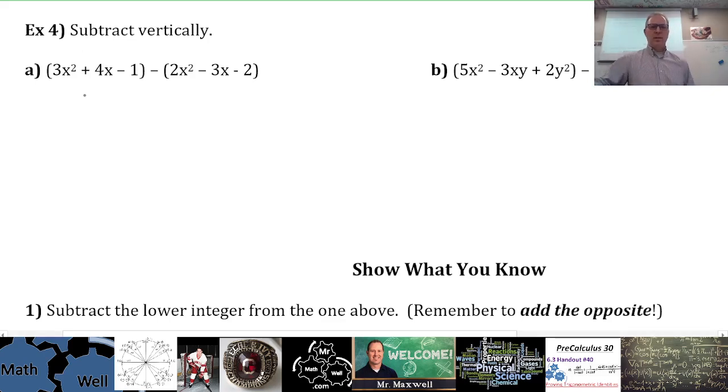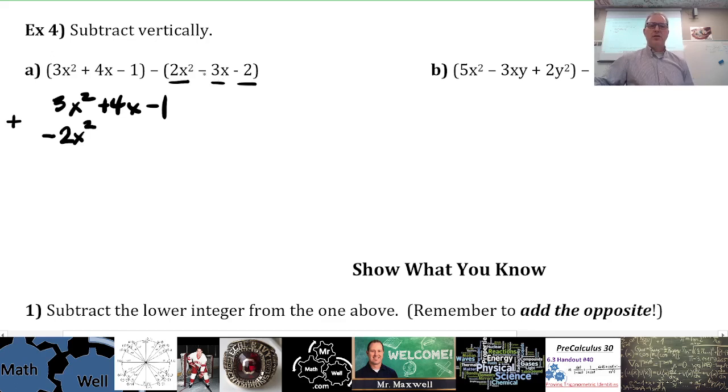So I'll rewrite this first one. Remember, we don't change the first polynomial at all. It's just the second one. So I'm going to change this to an add, and then I'm going to change the sign of all of these and put them underneath. And where I put them underneath, remember, keep the like terms in the same column. So if there's an x squared term, which there is, I'm going to change the sign and put it underneath the 3x squared term. And I'll just put this little plus off to the side so we remember that we're adding.